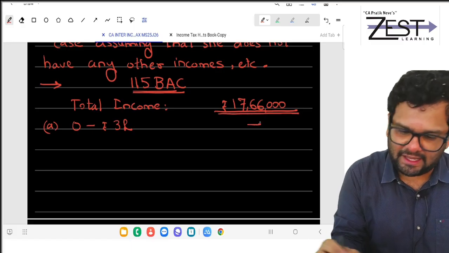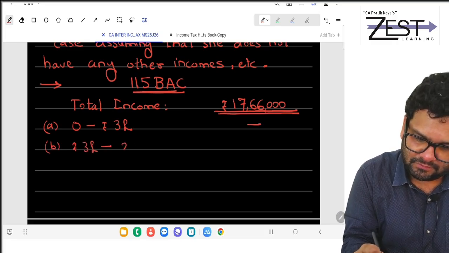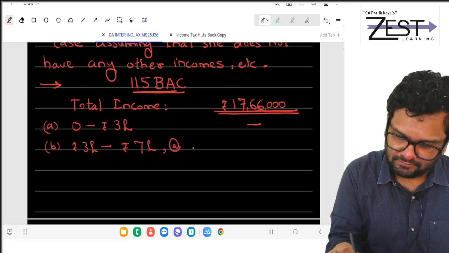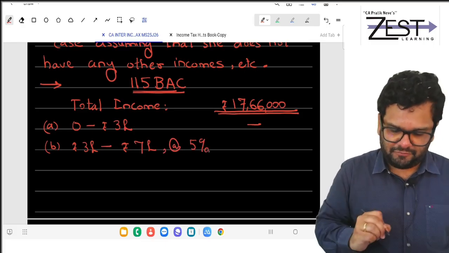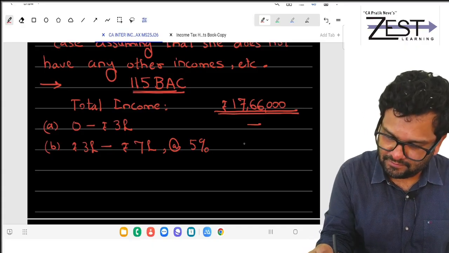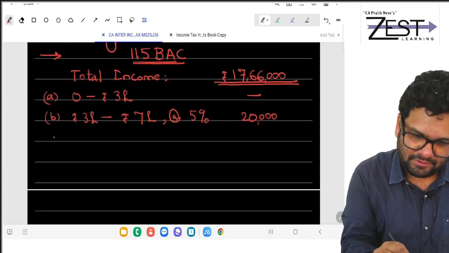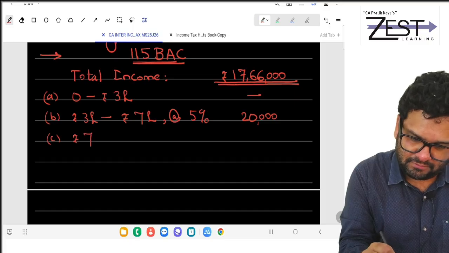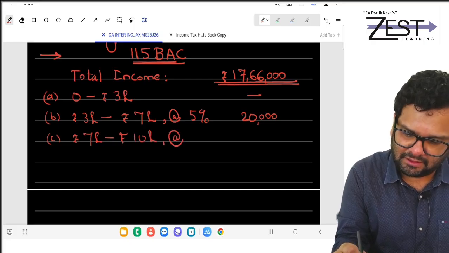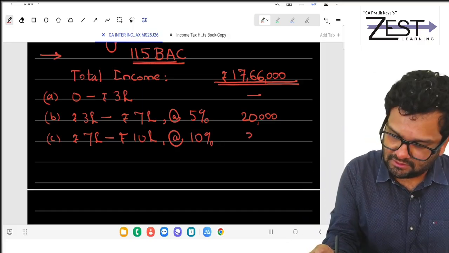All of you: 0 to 3 lakhs, then 3 lakh to 7 lakh at 5%. That is how much? 20,000. 7 lakh to 10 lakh, you could have jumped, but anyways, at 10%. So which is 30,000.